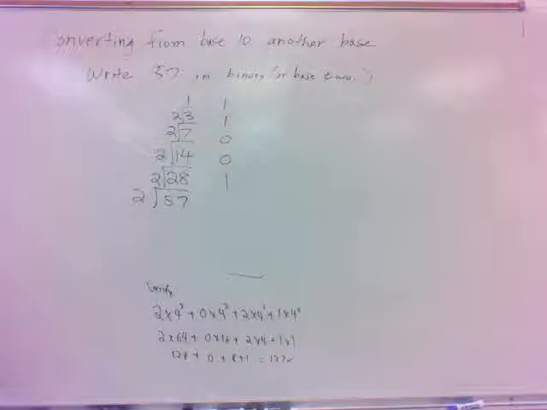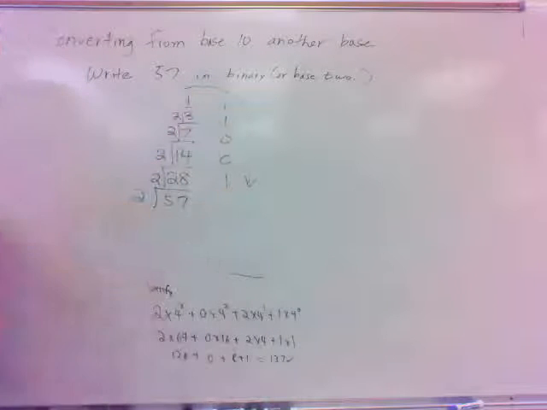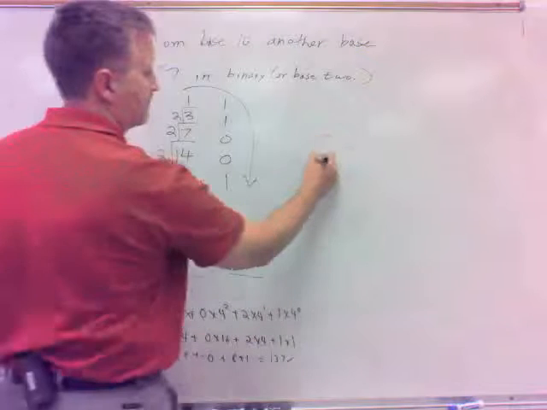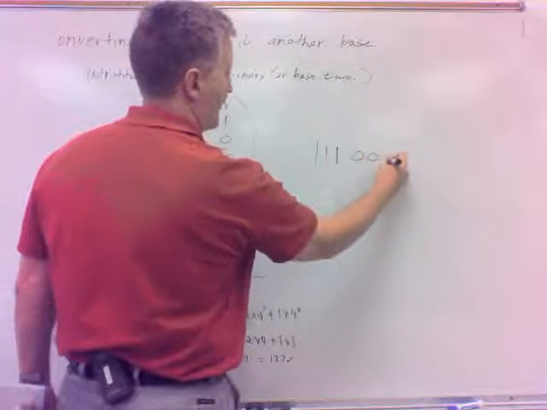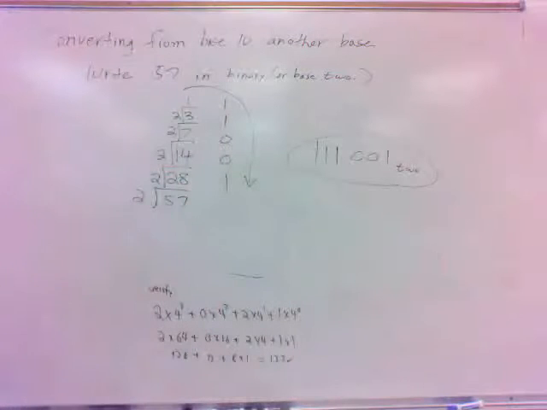So what's my binary number? Well, start at the top and work your way down. 111001. Base 2. Okay? That's in binary, right? Base 2, because it's just got 1s and 0s in it.